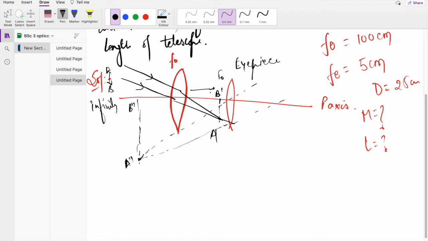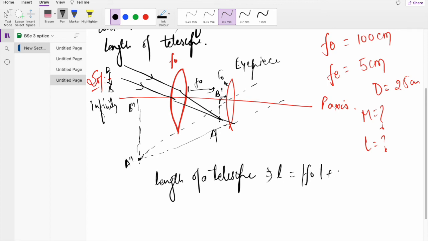So this length is FO, and A dash B dash is the object for the eyepiece. This distance is UE. The length of the telescope, denoted by L, is the sum of the modulus of FO plus UE. In the question, the final image is at a distance D from the eye. We need to calculate the length of the telescope and the magnifying power.